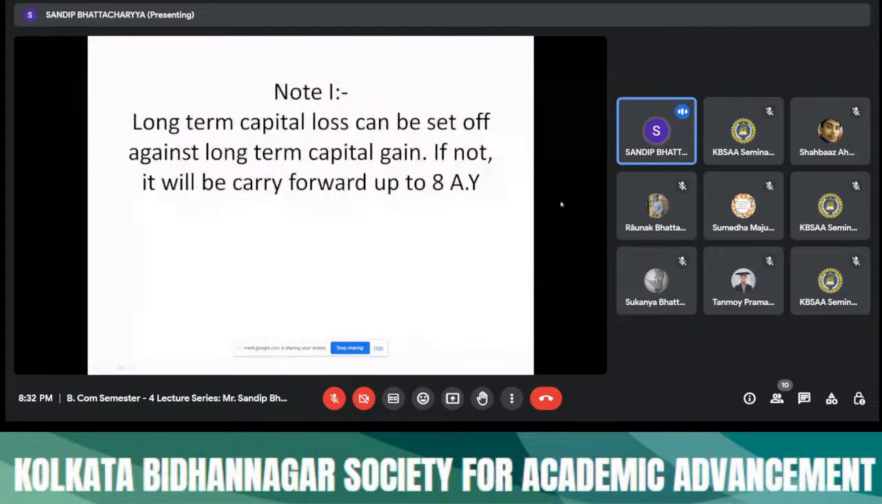No. So just to make it clear, sir, this is my note, this is my footnote, I have taken this assumption. Right? So that long-term capital loss cannot be adjusted. If there is any long-term capital gain, it will be. If there is not, it will be carried forward up to 8 assessment years.